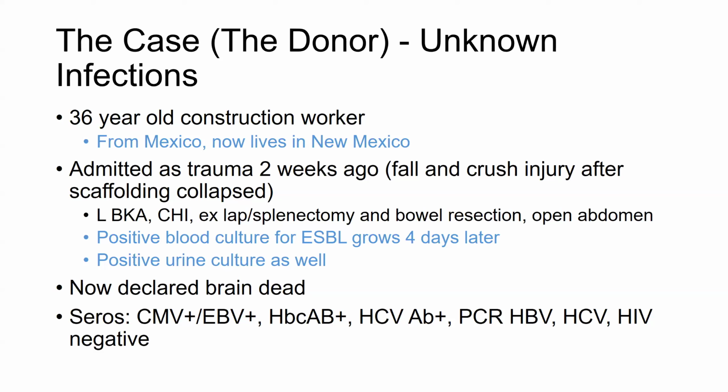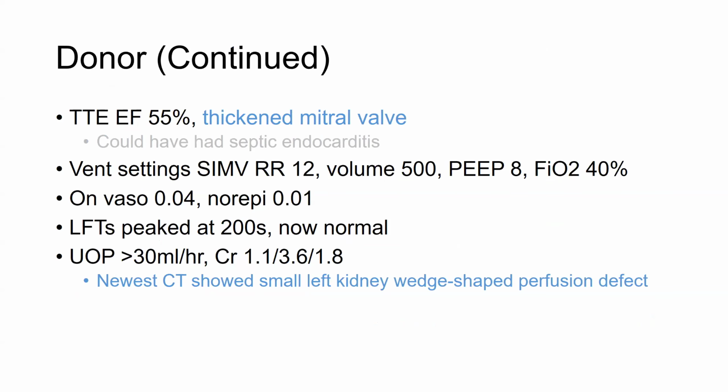Oftentimes at the time of donation and transplantation, we don't have all the information yet. So some stuff is hindsight. We go on, and other findings in the donor could have clued us into potential other problems, right? Maybe this echo that had the EF had a thickened mitral valve or other thickened valves. And maybe that was the only hint of some lurking endocarditis, right?